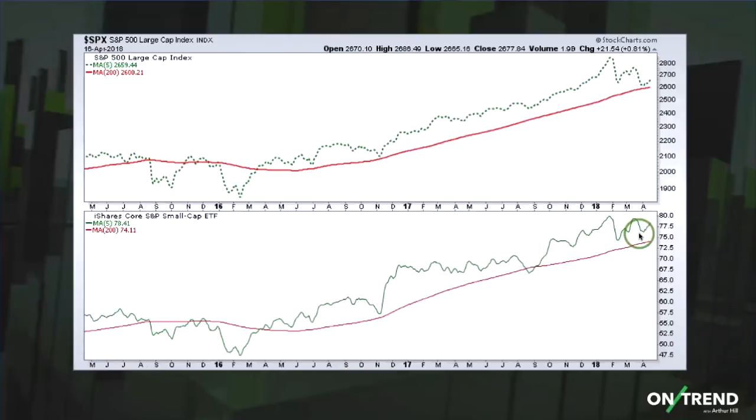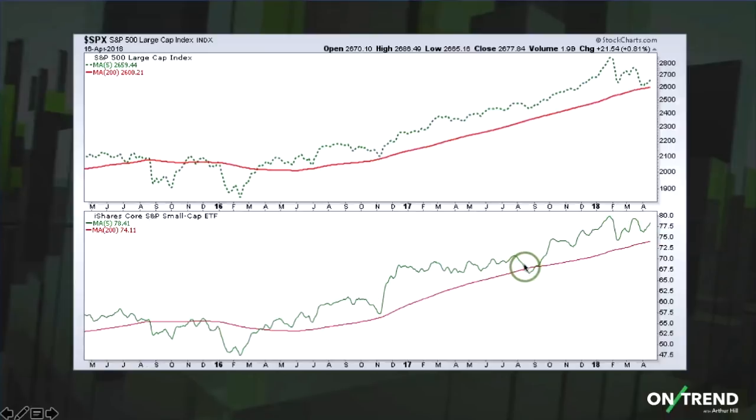Now here is IJR, the small cap iShares, and small caps, of course, are a little bit more volatile than large caps. If you'll recall, last week I basically made the case that the S&P 500 is really the only index that we need to analyze. It is the benchmark, and we can just say if the S&P 500 is in a bull market, that's good enough for the rest of the market. So look at the S&P 500 versus IJR.